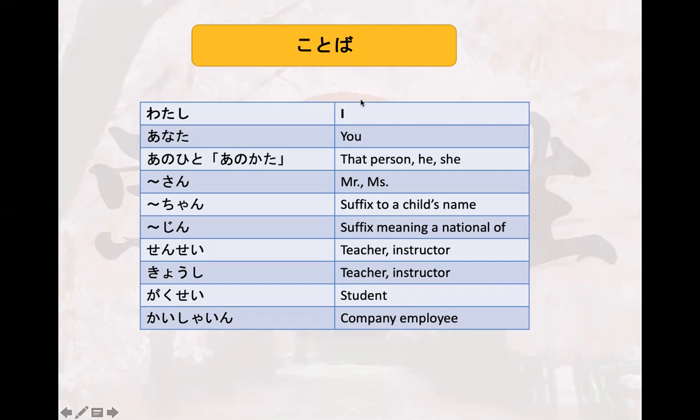So in Japanese, when you say I, it's watashi. You, anata. That person, he or she, is ano hito, or if you want to make it more polite, you say ano kata. Ano kata is more polite than ano hito.